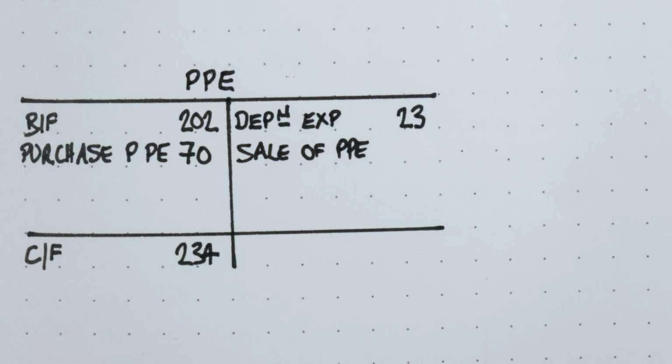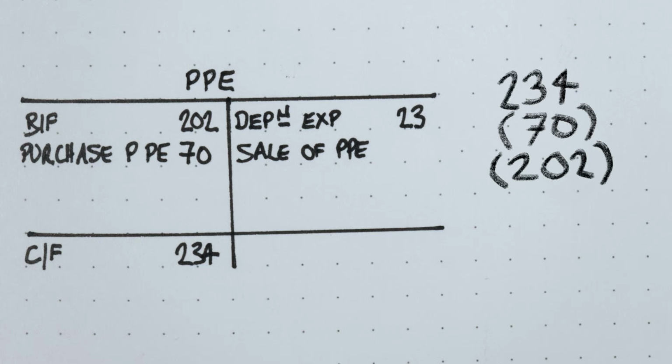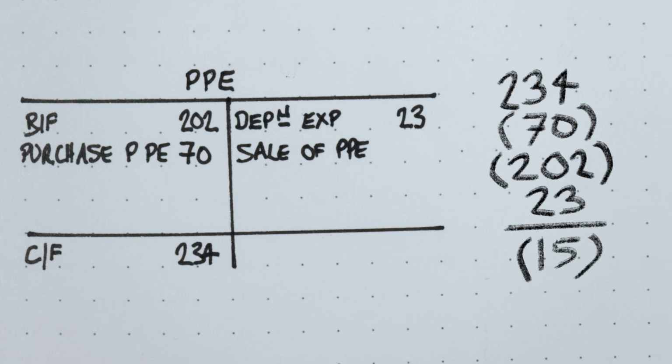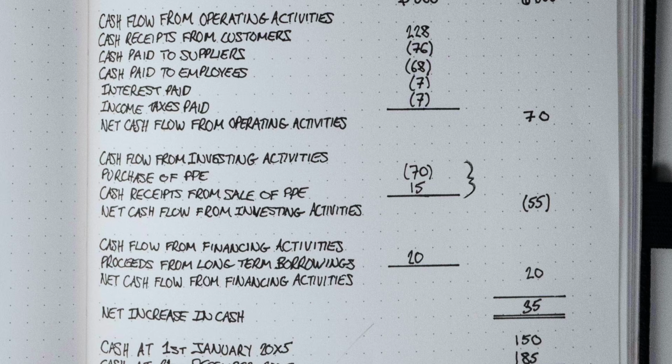That leaves us with cash receipts from the sale of PPE on the credit side, which we now need to solve for. A closing balance of 234 less cash paid of 70 less an opening balance of 202 and adding back the depreciation expense of 23 gives us cash receipts on the sale of PPE of 15. So cash would be debited by 15 to increase it, and PPE would be credited by 15 to decrease it. Both cash paid to purchase PPE and cash receipts on the sale of PPE tie back to our cash flow statement. And when we subtotal all of these, we see a cash outflow of $55,000 from investing activities.